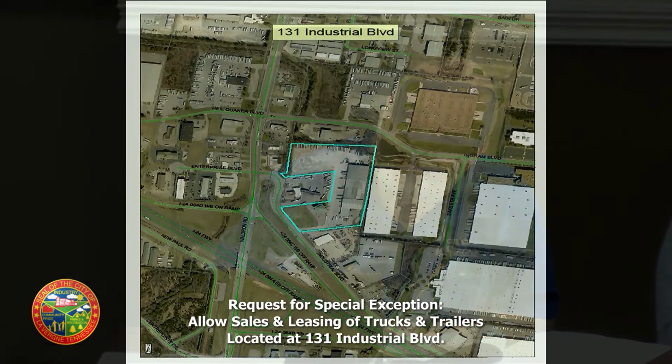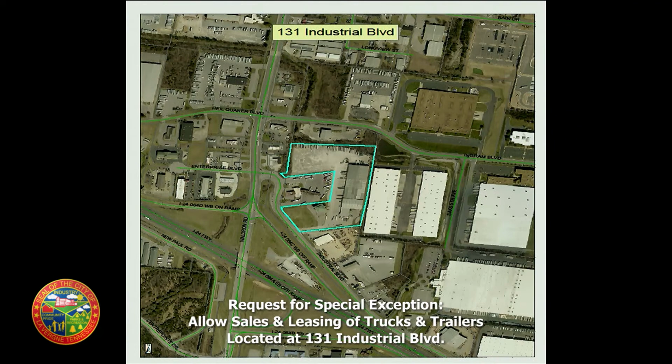Thanks. So this request is for a special exception to allow truck sales and leasing at 131 Industrial Boulevard. So you can see on the screen here, it's outlined in blue. It's sort of a backward C-shaped property. It does have frontage on Industrial Boulevard, and then kind of wraps around that Pilot, I believe it's a Pilot station.